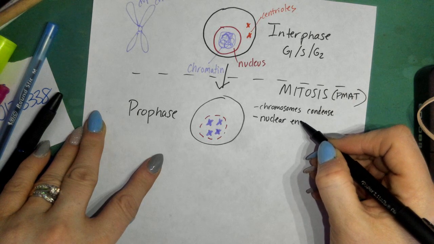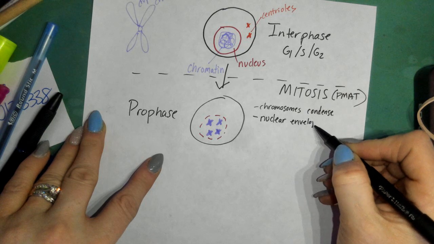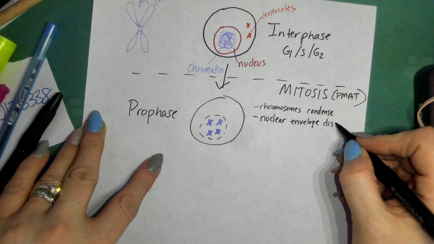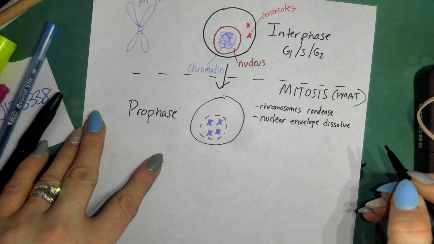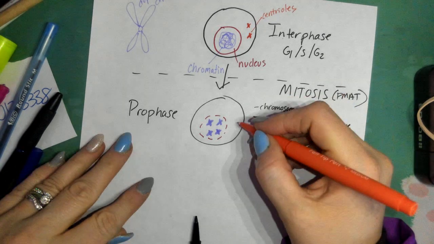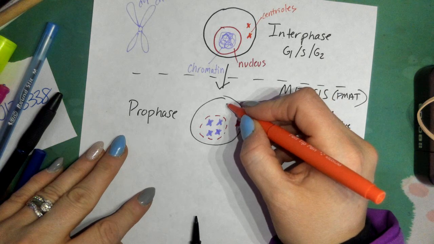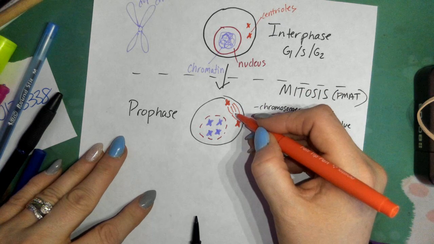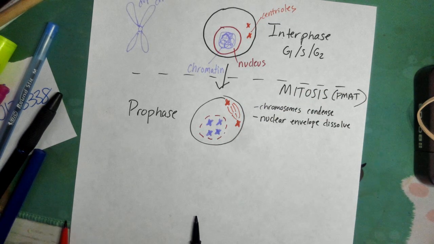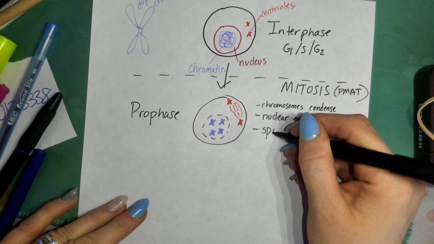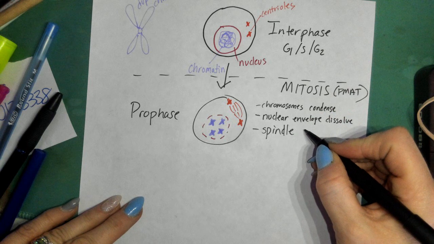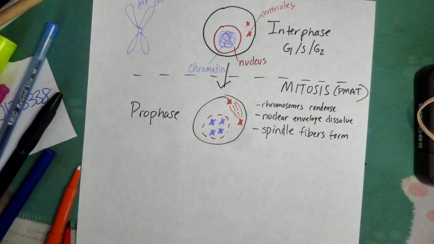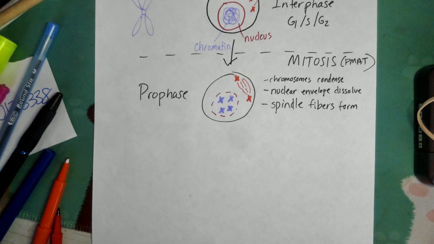The nuclear envelope, which is the outside structure of the nucleus, is going to disappear. It's going to dissolve. And then these centrioles are going to start producing these spindle fibers. So those spindle fibers form. You're only going to see the spindle fibers and the chromosomes during mitosis because that's when we need them.